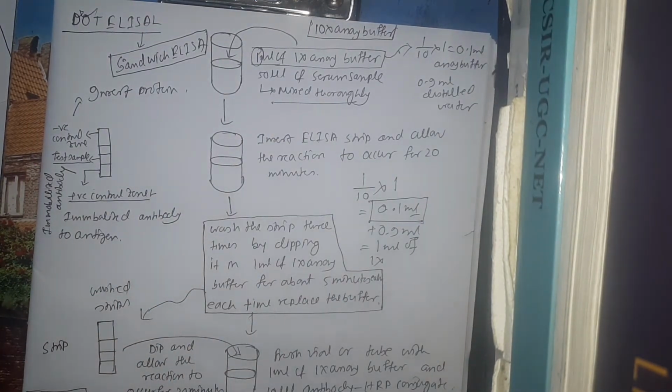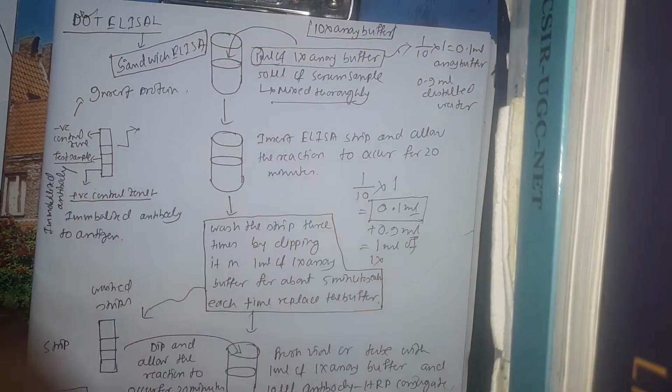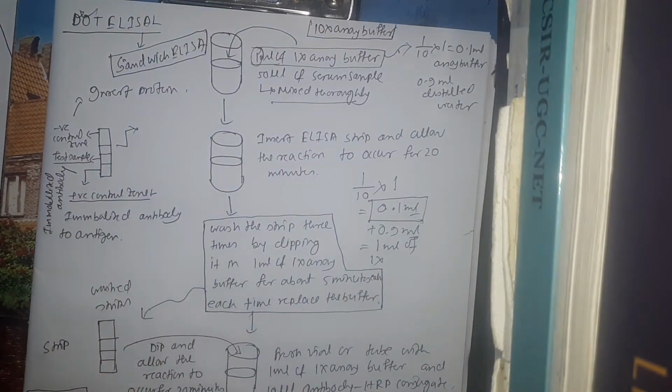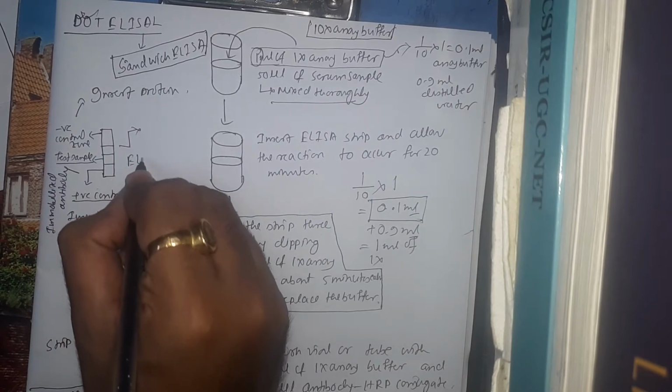After that, let's come here. In normal ELISA, we perform the whole technique in a microtiter plate. I hope it is clear to you. In case of dot ELISA, which is in general a kit based process, we use an ELISA strip.